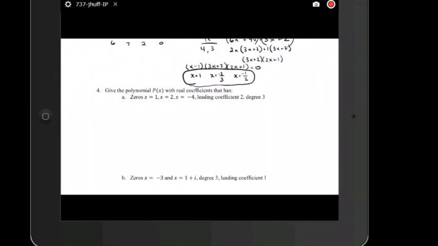Okay, now they want us to write a polynomial that's degree 3. So it's going to have 3 factors, and we get factors from the zeros that they've given us right there. So first thing we would do is say if x equals 1, then x minus 1 is a factor, x minus 2 is a factor, and x plus 4.